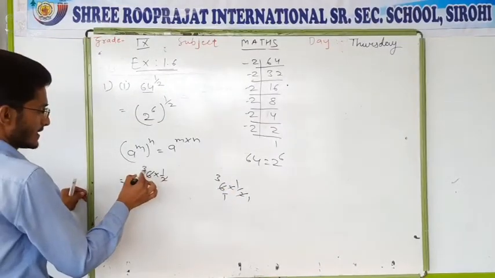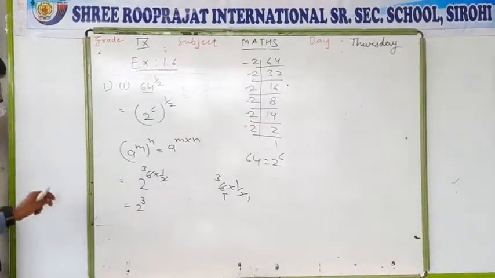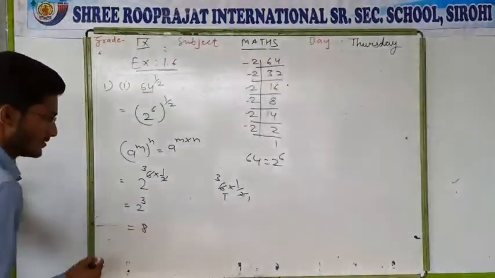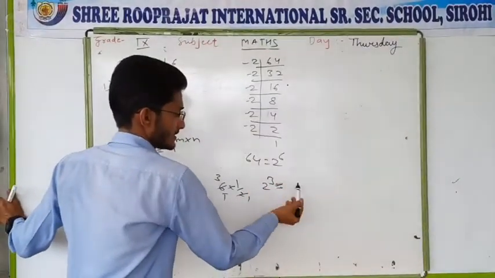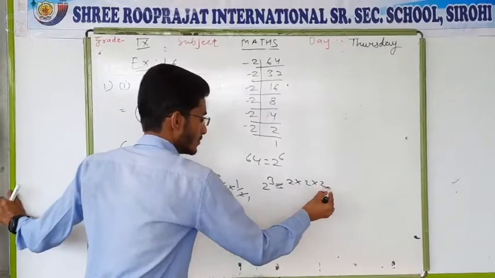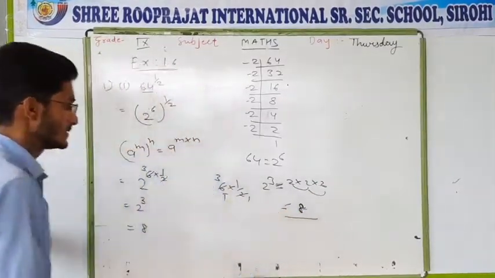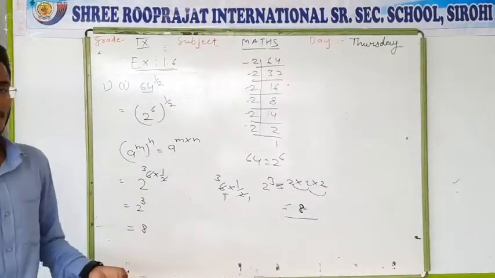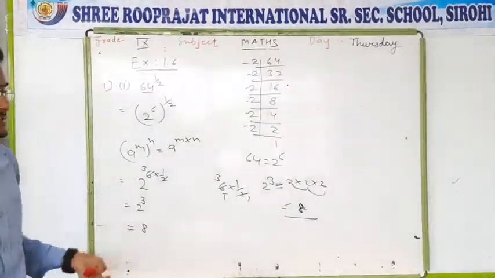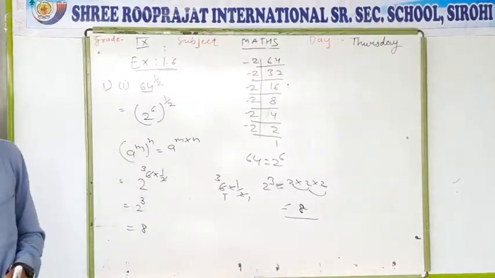So here you get 2 to the power 3, that means 8. How? 2 to the power 3 means 2 times 2 times 2. 2 twos are 4, and 4 twos are 8. That means 64 to the power half equals 8. Even we know the square root of 64 is 8. Okay? So that's the solution of question number 1.